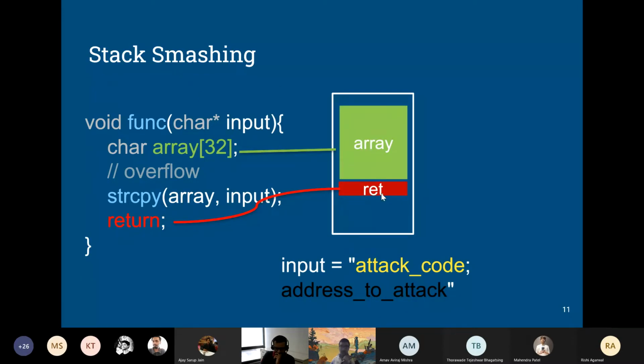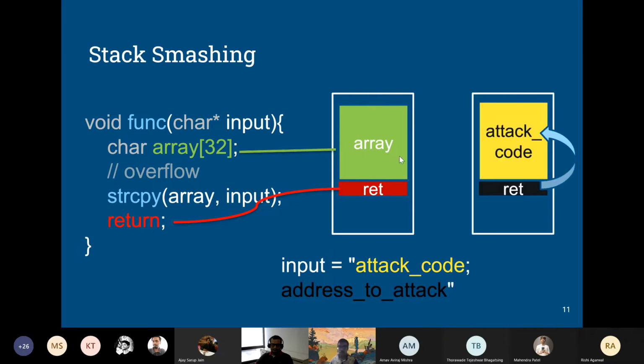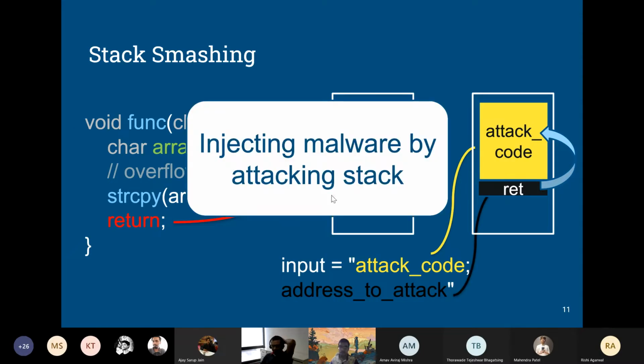And that's the crux of the stack smashing attack, essentially, that you put in some malicious code over here and you modify this return address because there is an overflow. You are able to modify this return address such that you can execute your own code. So essentially, when such an input is given, the attack code and some address, that attack code is put over here, and then this address is overwriting this return address, from red to black. And now this points to this attack code, and therefore this code gets executed. So essentially, you're injecting your malware by attacking the stack.